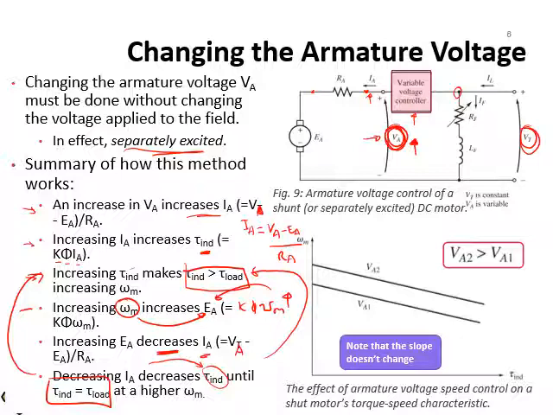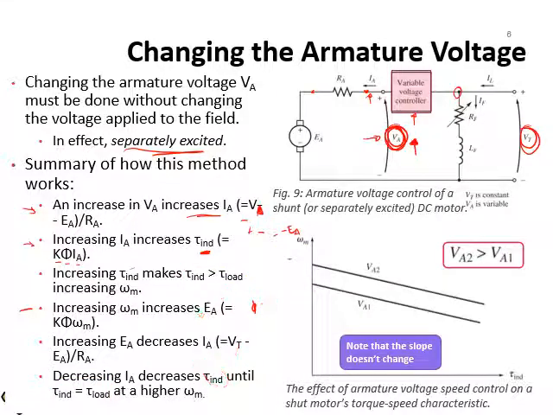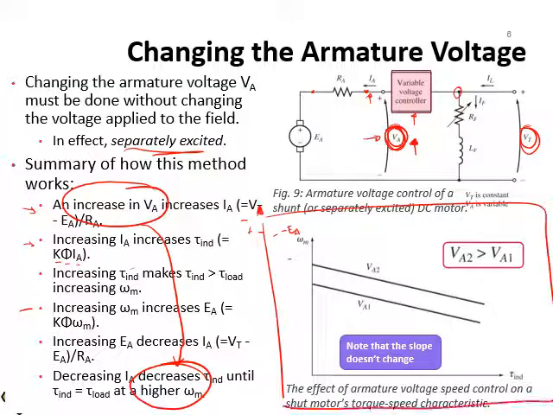Okay, so again, in summary, when you increase the VA, what you will get is higher speed, and obviously vice versa, if you decrease VA, what you will get is a lower speed of the motor. And it's also shown on this graph here, on the right hand side.